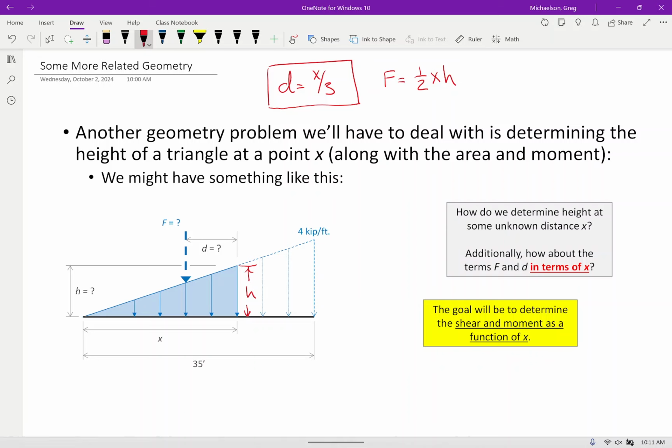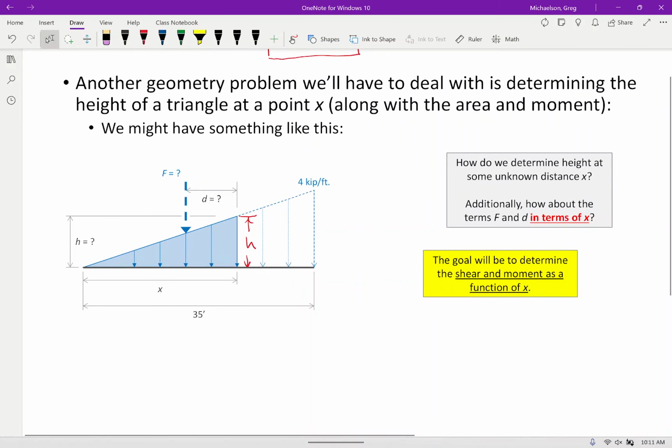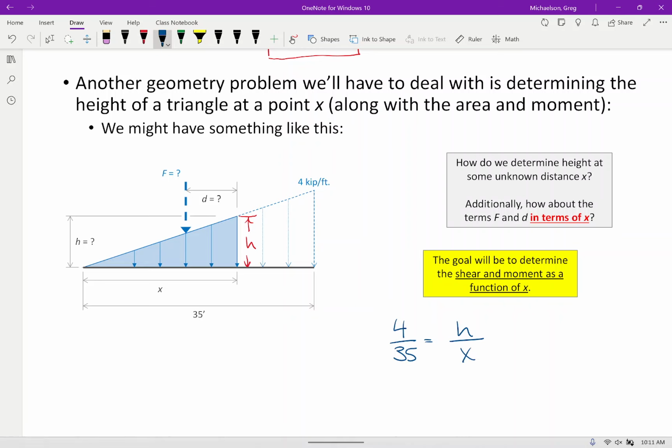Does that make sense? Okay. So here's what I'm going to do. I'm going to say that 4 is to 35 as h is to x, or h is 4x over 35. Now, does that comport with this right here? What happens if x equals 0? What do we get for h? 0. What happens if x equals 35? What do we get for h? 4. So does that comport?